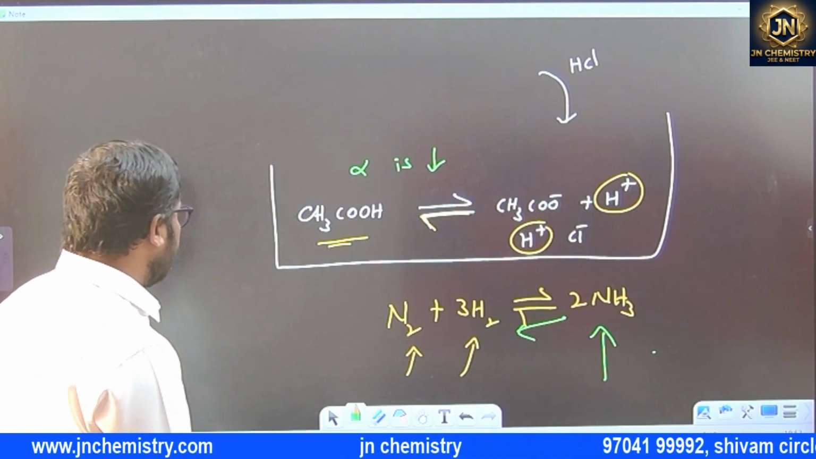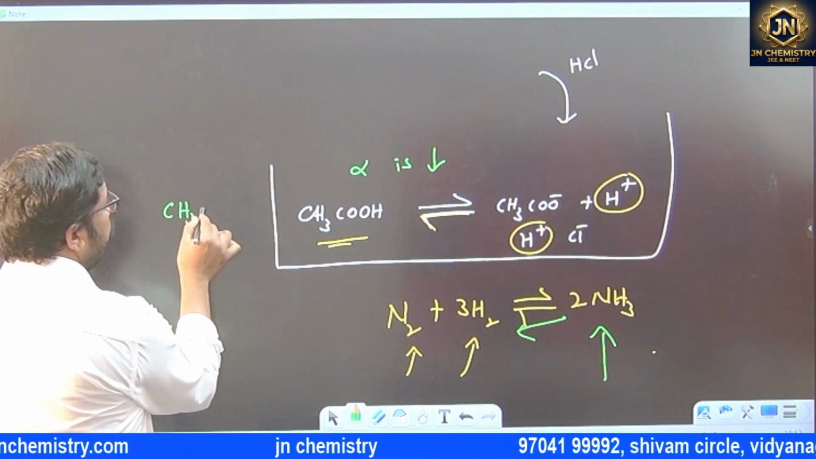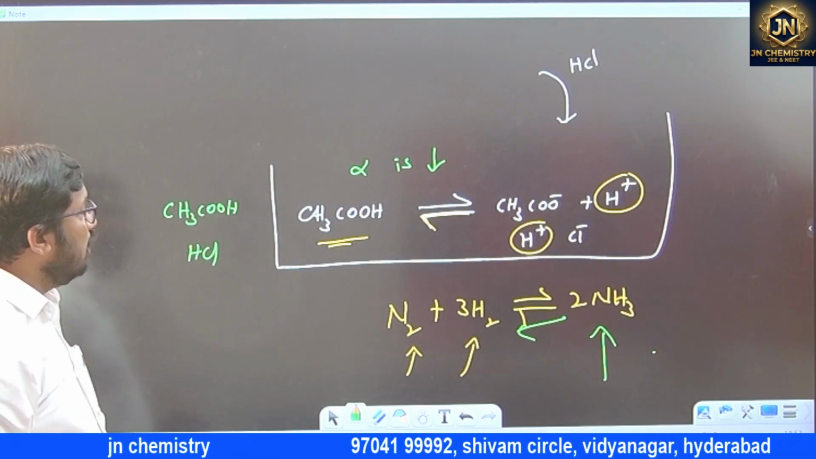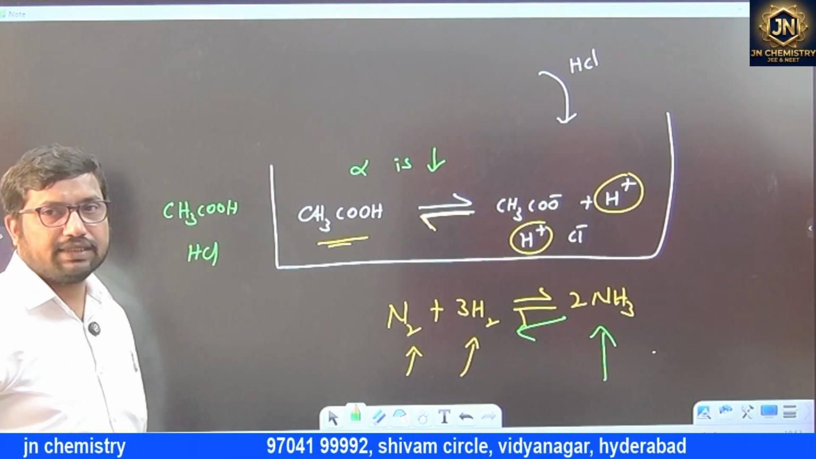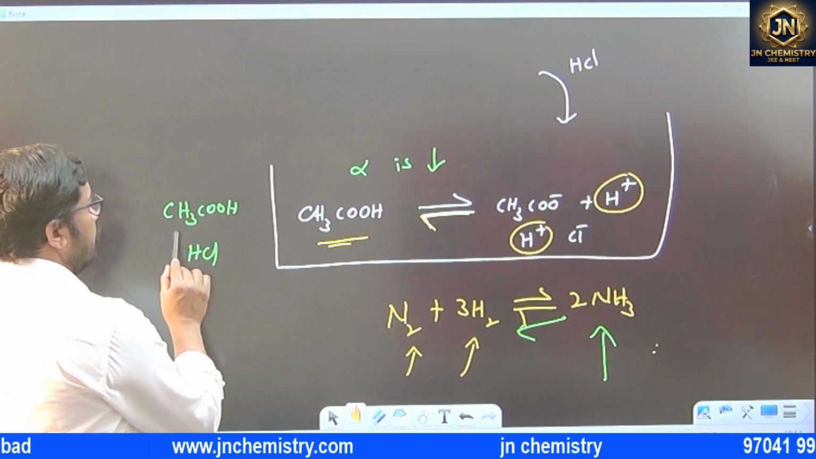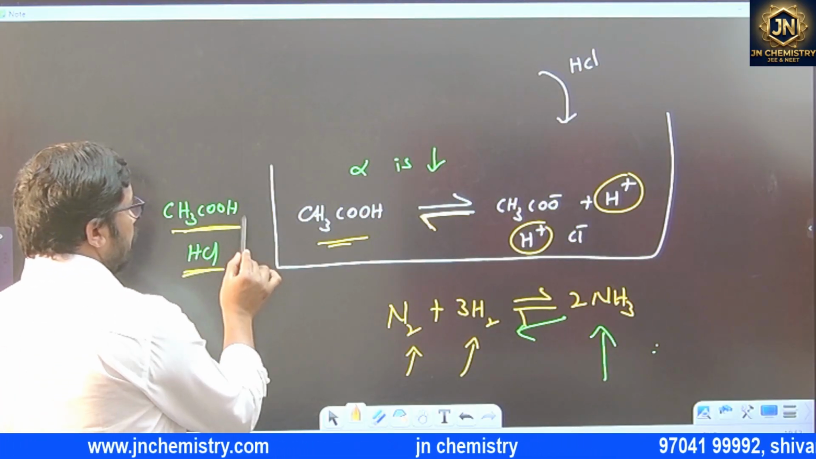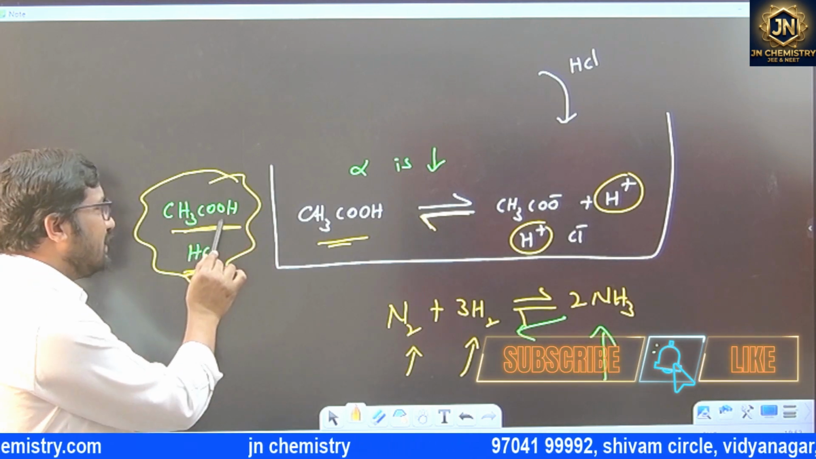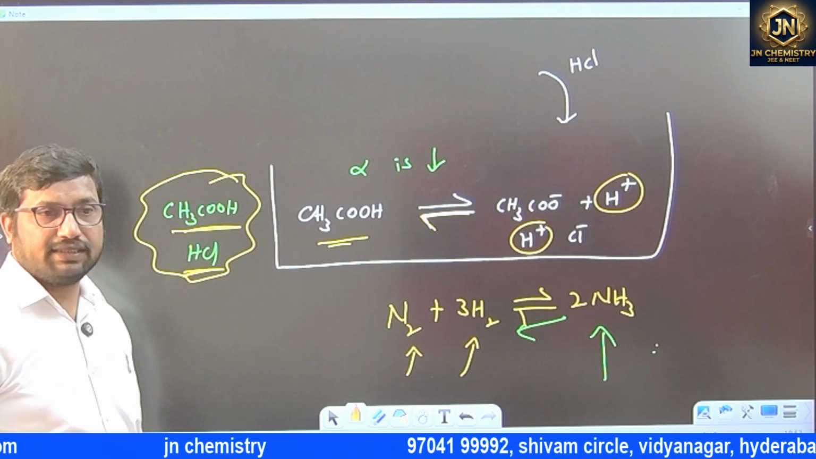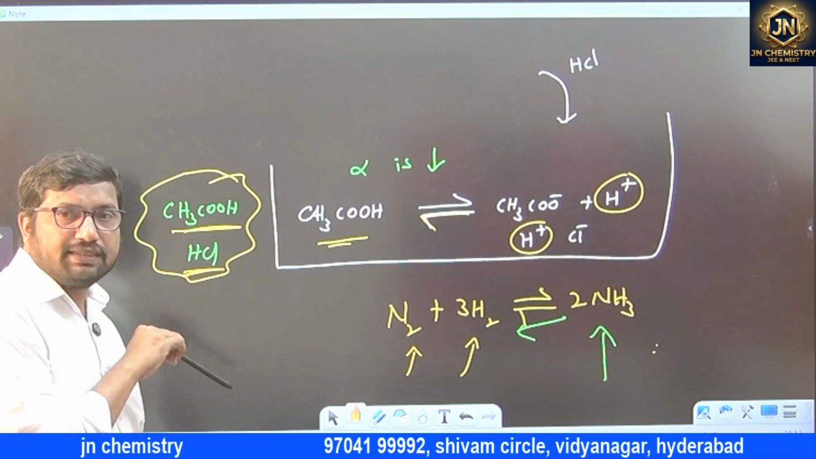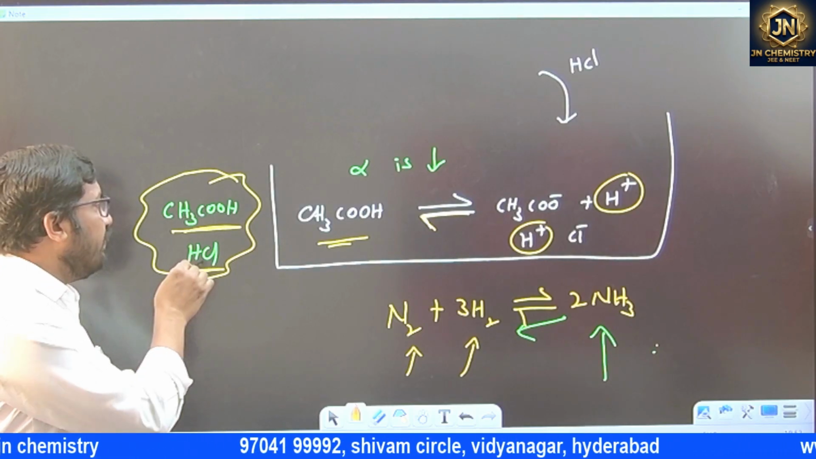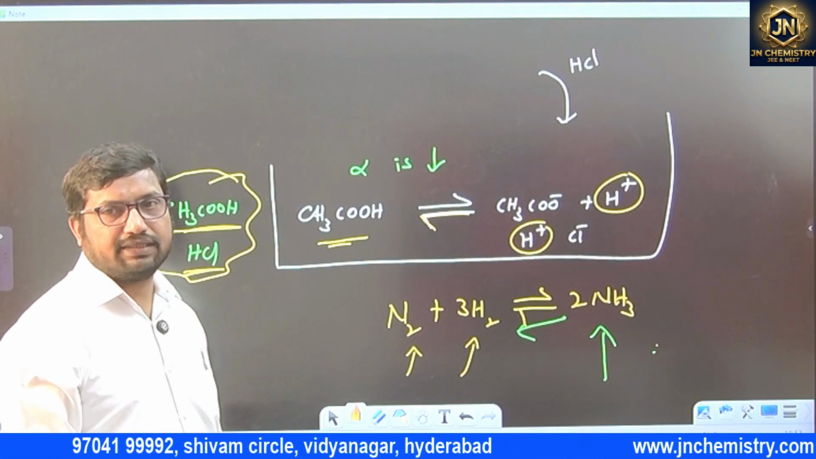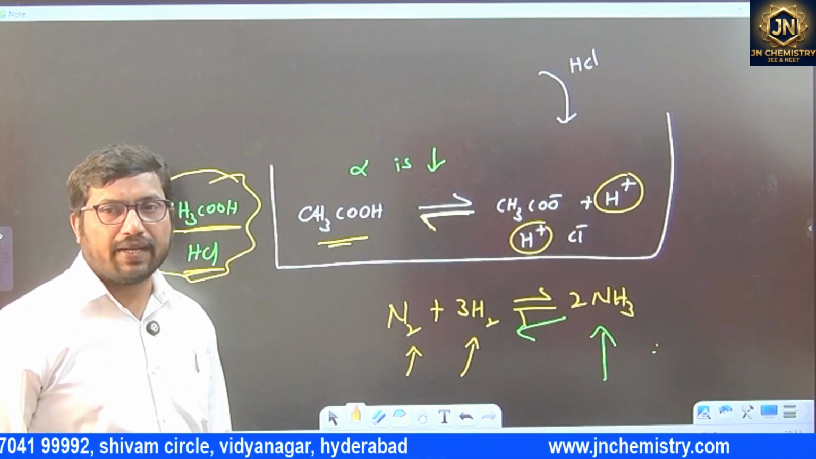For example, in a problem, CH3COOH is given and HCl is given, right? When we are mixing these two, because of the common ion effect, CH3COOH by default is a weak acid, right? When we are adding the strong acid, what exactly happens? Its dissociation is further decreased. This is because of the common ion effect.